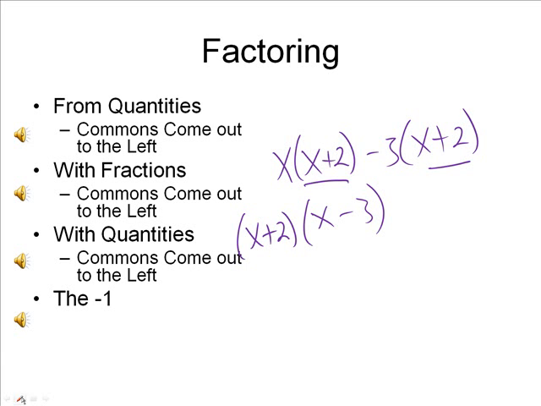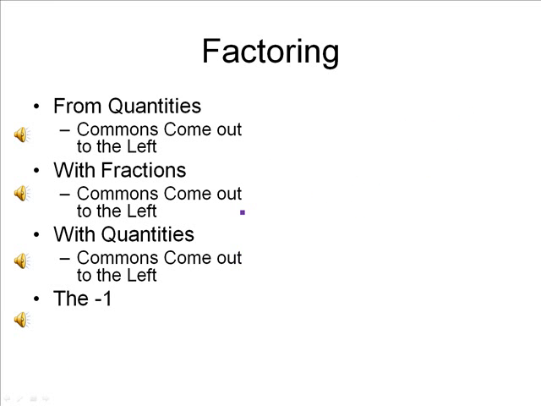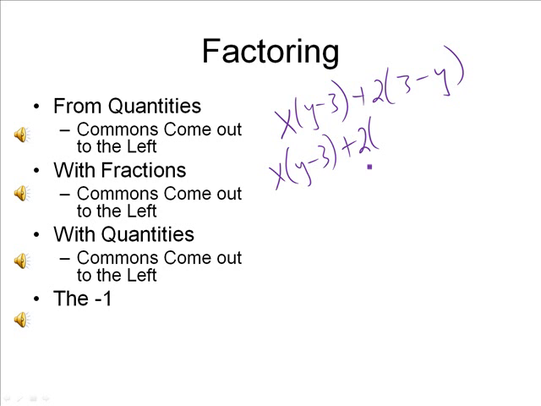And then the negative 1, what that means is if we had something along the lines of x times y minus 3 plus 2 times 3 minus y. Well, at first this looks kind of screwy. It's close, but not quite the same. The first thing I would suggest is this. Always, always, always work in descending order. Descending order would have us have the negative y plus 3 instead of the 3 minus y.